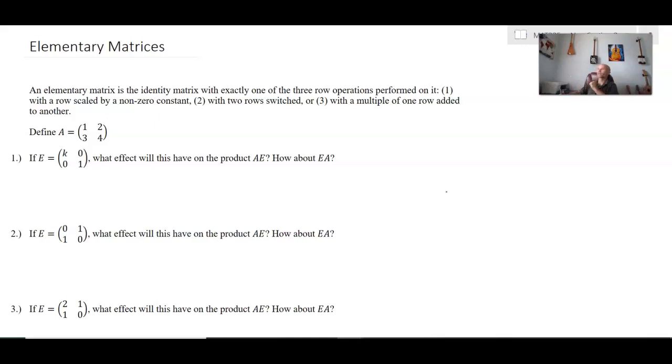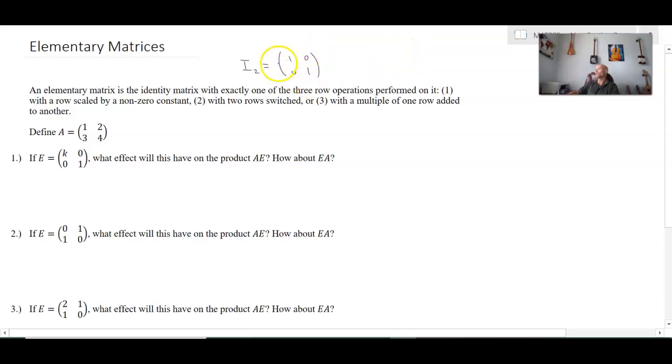basic operations. So an elementary matrix is the identity matrix with exactly one of the 3 row operations performed on it: 1, a row scaled by a non-zero constant, 2, 2 rows switched, or 3, a multiple of 1 row added to another. So we know that the identity, if I were to write I2, or you could put I 2 by 2, but I2 is sufficient, it would be 1, 0, 0, 1.